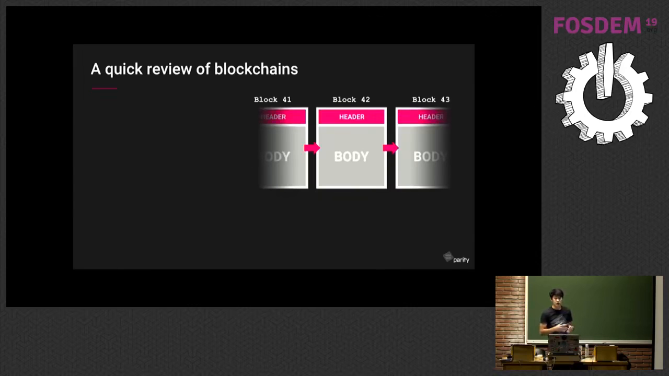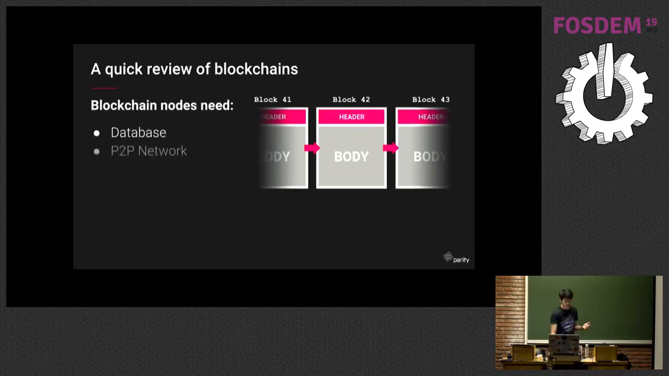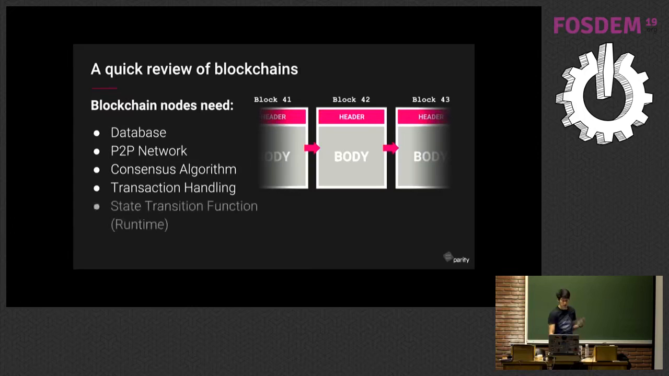The blockchain network is composed of nodes. And in order to build a blockchain node, you need a few things. You need a database. You'll need a peer-to-peer network for the nodes to talk. You'll need a consensus algorithm for the nodes to come to an agreement, transaction handling to queue and manage messages, and you'll need a state transition function, which is really the main logic and what we will call the runtime.